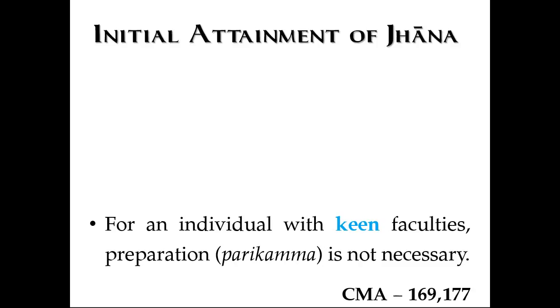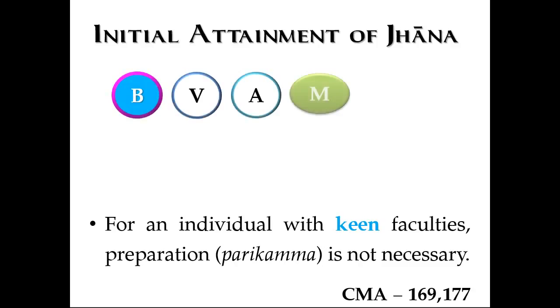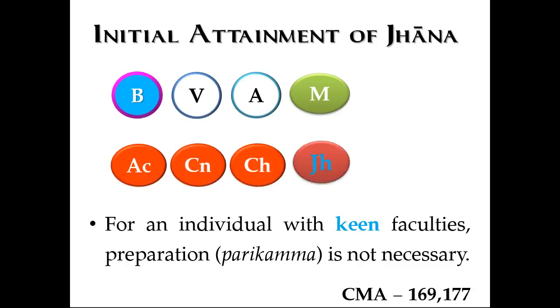Initial attainment of jhana for keen faculty, right? So no preparation is needed. Bhavanga, vibrating bhavanga, arrest bhavanga, mind-door advertence, access, no preparation, right? Directly access. Then conformity, change of lineage, jhana, and fall back to bhavanga, right? So this is the initial attainment of jhana cognitive process for the keen individual, a very intelligent individual.